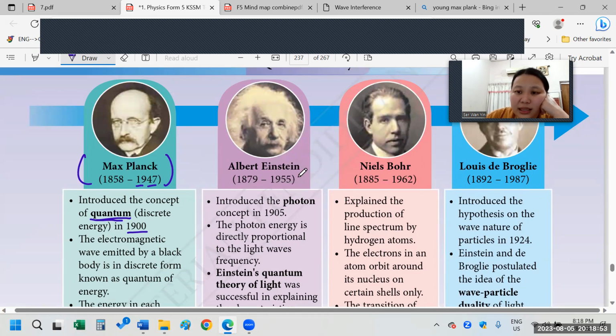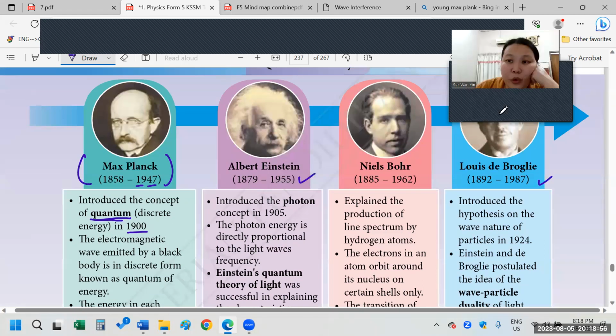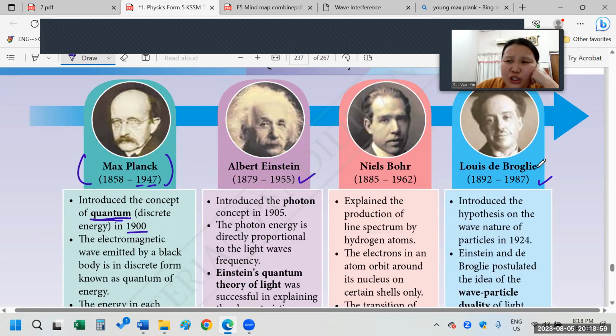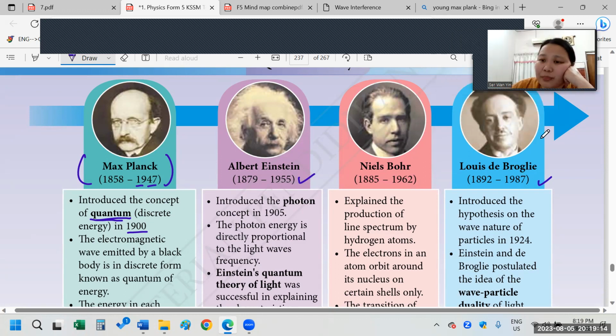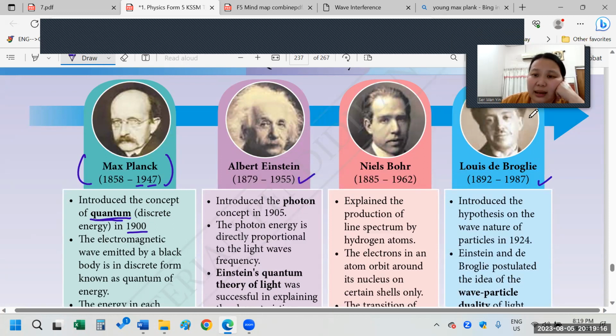Even Albert Einstein and Louis de Broglie, in French, I think the pronunciation is Broglie, or whatever. But some people will pronounce in English Broglie, Louis de Broglie, whatever. As long as we can spell correctly. At that time they still argued with each other. And one more person, Schrödinger.